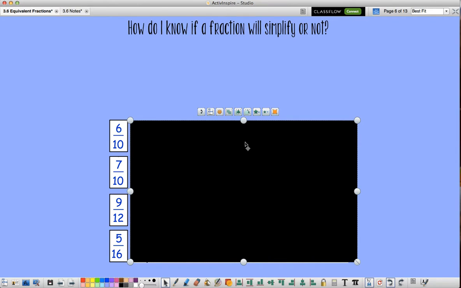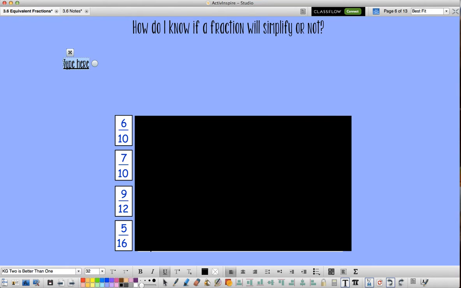All right, so looking at simplification, I have 6/10. How do I know if I can simplify or not? Well, I have to decide, can I divide both the top and the bottom by the same number? So can I divide the numerator and denominator by the same number?